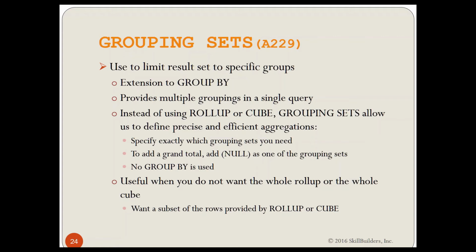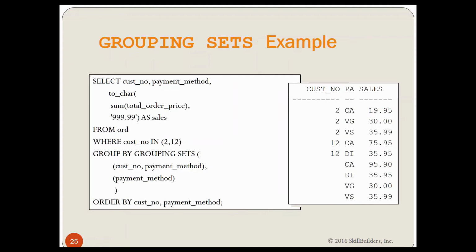But if you don't want that whole thing and you want to specify exactly what you want, then you use your grouping sets. So you still have a group by, but you're not grouping by your own columns, you're grouping by grouping sets. So here's your group by grouping sets, and I'm going to list no and payment method. So I just want the summary for each no, and I just want the payment method. That's all I want here. And I'm ordering it by no and payment method, and I'll get just those rows.